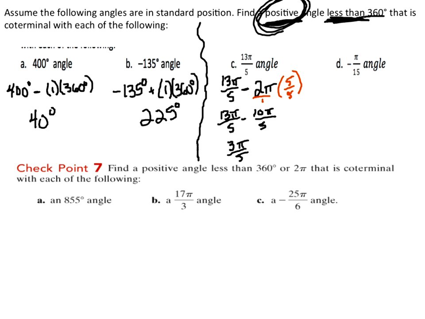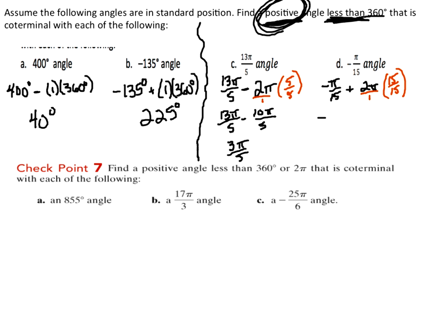All right, and this next one, I'm going to be adding 2 pi to get it back into the positive range. So I have negative pi over 15 plus 2 pi, because that negative pi over 15 is not even a full revolution. So I can just add 2 pi and come out on the positive side, but less than 360. Once again, I need to create that common denominator. So this is really over 1. I'm going to multiply by 15 over 15.